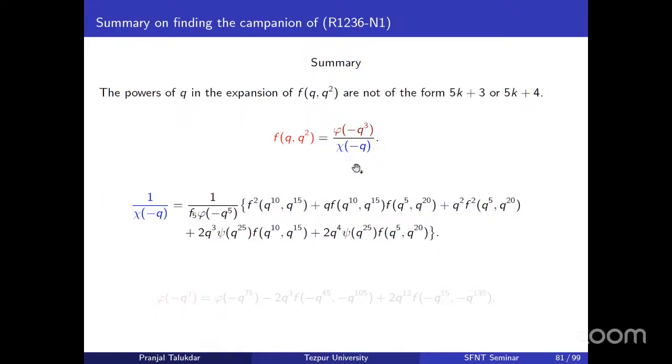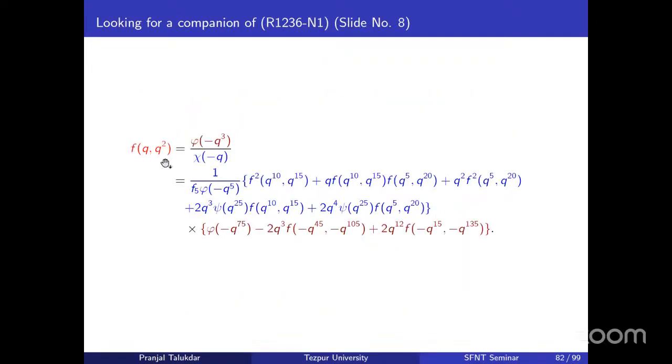Then, using Ramanujan's identity, we have found the five dissections of 1 by phi of minus q and also for phi of minus q^3. Now we multiply these two. So this is the final five dissections of this power series.